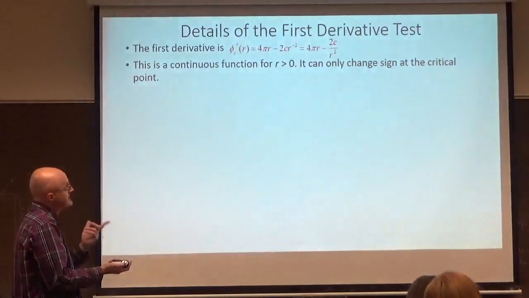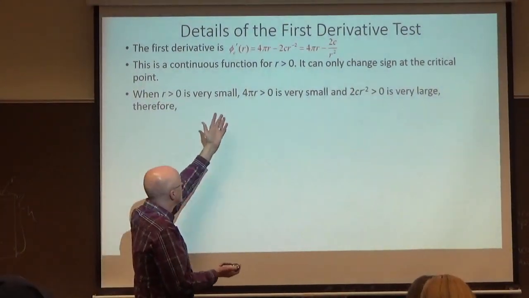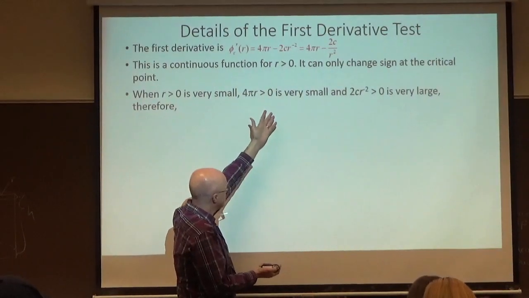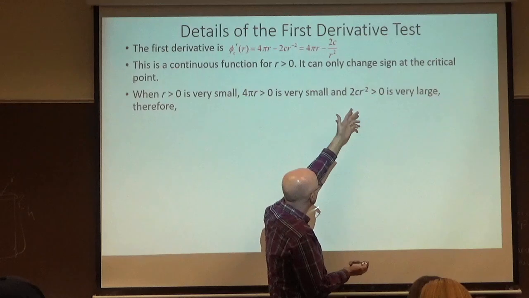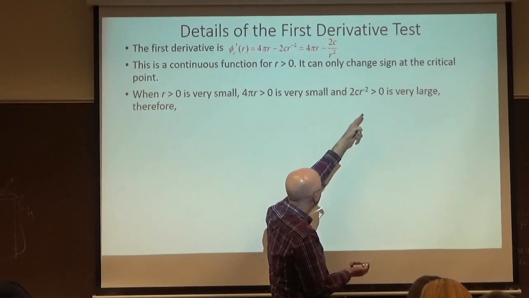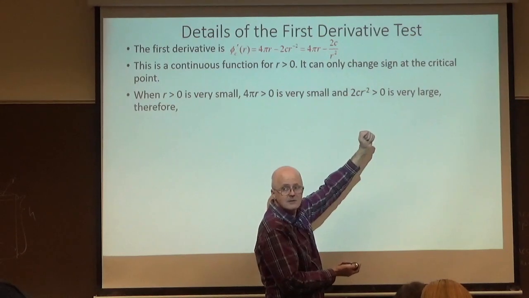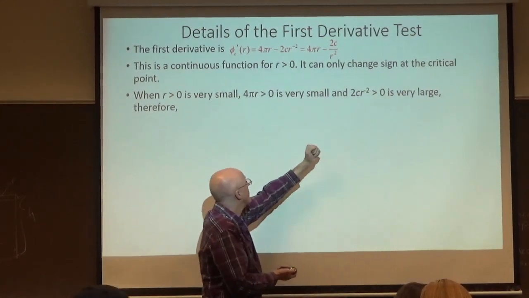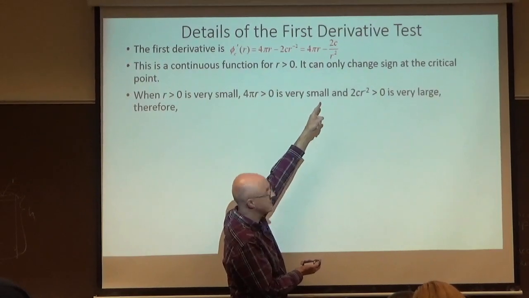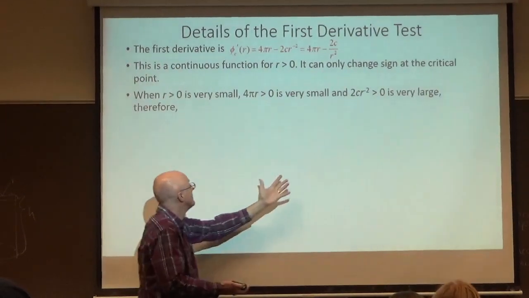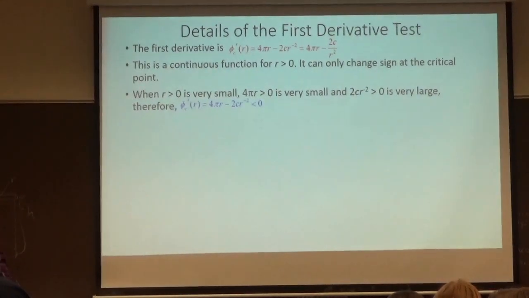So instead, we could just think about it. When r is very small, 4 pi r is going to be positive and very small as well. In the 2c r to the negative 2 term, that other term is positive but very large because I'd be dividing by a very small number. So you'd have a small positive number minus a large positive number. That's got to be negative. The derivative is negative. You can give an argument for that.